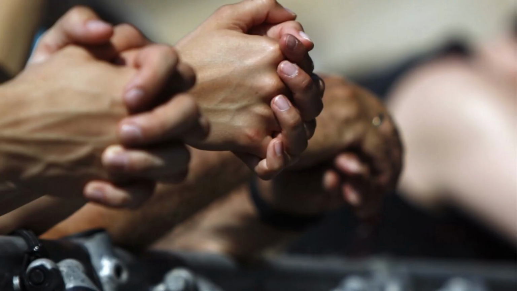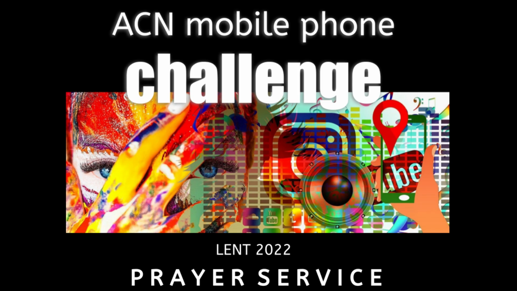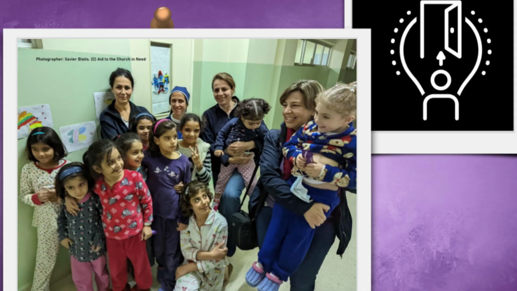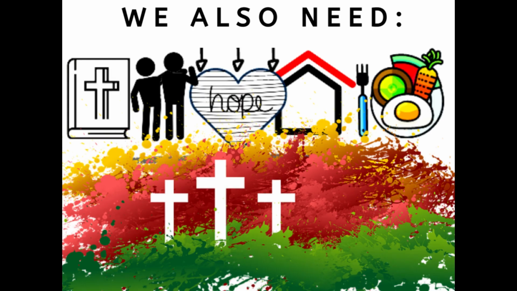Once you have completed the challenge, there are 2 prayer services that you can use with your groups. The first one is a prayer service based on the needs that we all have in life to survive and how Aid to the Church in Need provides those different things for the people in Lebanon. The service also invites us to look at different areas of our own lives and what we need and to offer them to God as well.